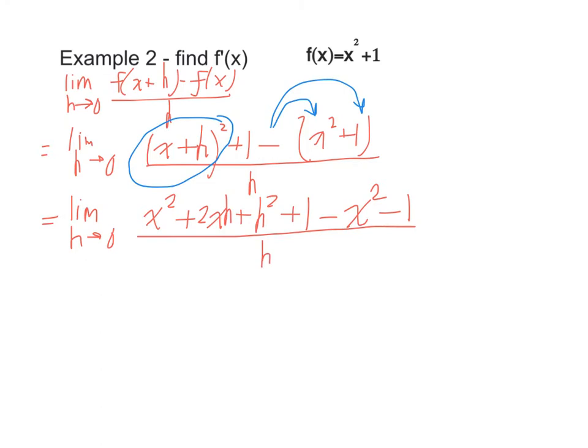As before, direct substitution still fails, and there's some cancellation that should occur: the 1's and the x squareds. But now direct substitution is still failing. There's an h in the denominator, but I can't stop there. I have to make use of some of the things that we talked about in the first chapter. I'm going to try to factor this.